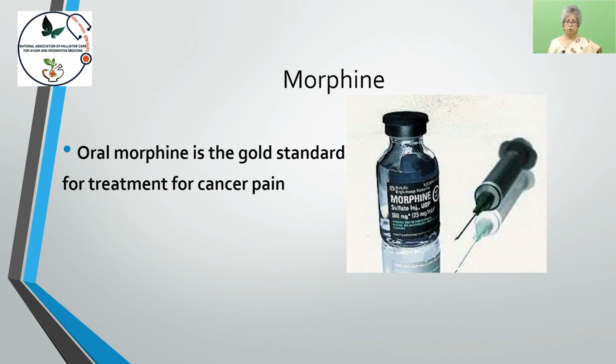Oral morphine is the gold standard of treatment for cancer pain management, and this is the subject of advocacy for the patient's right to get relief from the pain. There are many issues surrounding morphine availability in India, and we are trying our best to solve these issues and make morphine available to all patients who need cancer pain management.